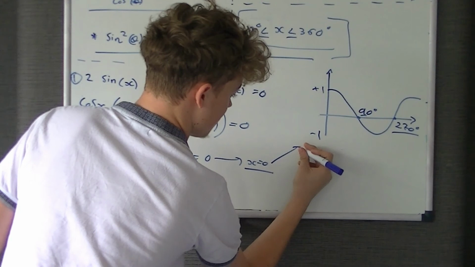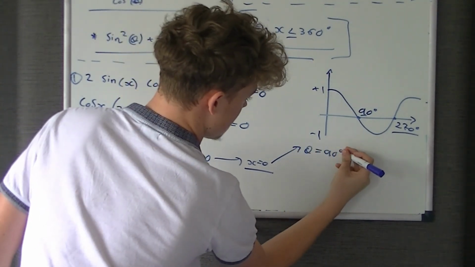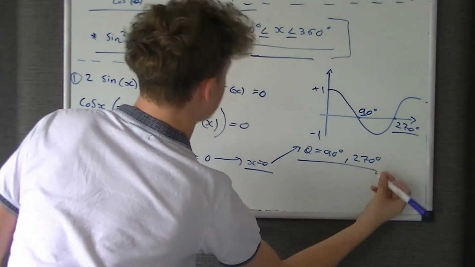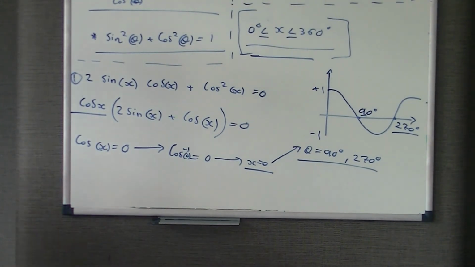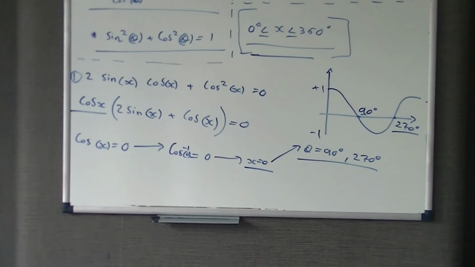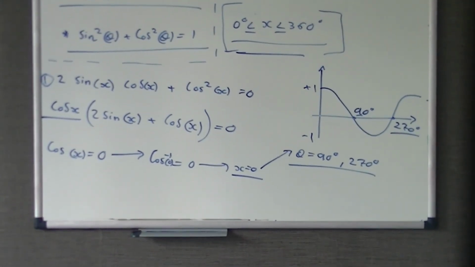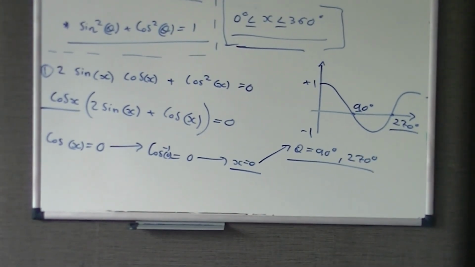So for x is 0, theta is going to be 90 degrees or 270 degrees. And that's why I changed it back from theta to x. So that's the first part done. I'm going to give you a minute to copy that down, because I'm going to need to unfortunately rub that off just to give myself a bit more space for answering the second part of the question. So hopefully you've got it there.